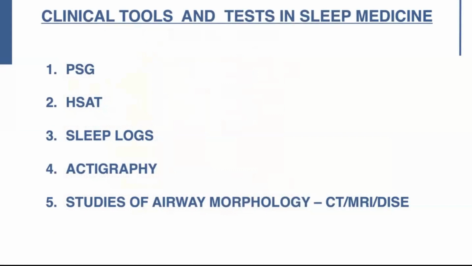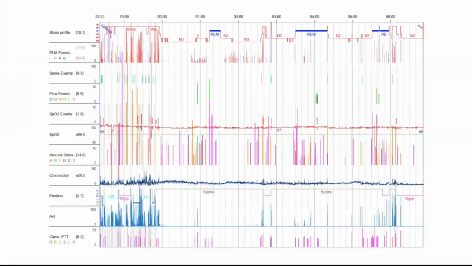Now, for screening as well as diagnosing, as we encountered earlier, the STOP-Bang, NoSAS, and Berlin questionnaires can be used to screen for patients at high risk of having sleep disorders. The other clinical tools in sleep medicine include polysomnography, which is considered the gold standard. Then we have home sleep apnea testing, which includes type 2 to type 4 sleep studies. Then we have sleep logs, which can be used to see the sleep hygiene of the patient, and then actigraphy. Then we have studies of airway morphology like CT, MRI, and drug-induced sleep endoscopy. And this is just an example hypnogram where we can see the different stages of sleep. Here we can see the N3 stage of sleep, then REM, and then other parameters like snoring. We can even see the desaturations.